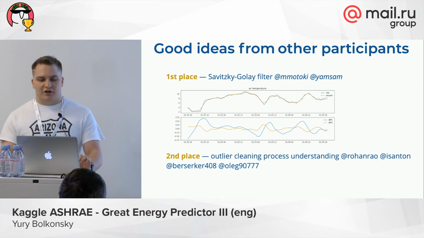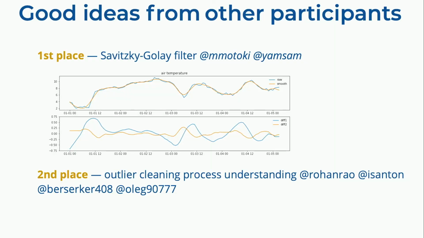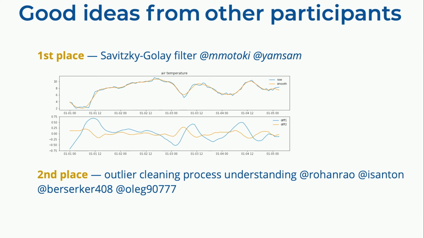It was our solution, but I would also like to talk about interesting parts of solutions from other participants. In first place, they used a Savitzky-Golay filter, which allowed them to get the air temperature graph more smooth. It helped them to train models without data which just gives some noise. Also, if you research these solutions more, I advise you to read about the second place solution, because they used an interesting outlier cleaning process, and they explained why they are doing it and why it is working. It's very interesting.